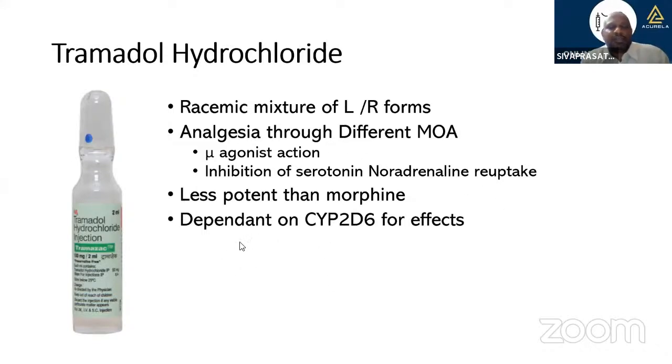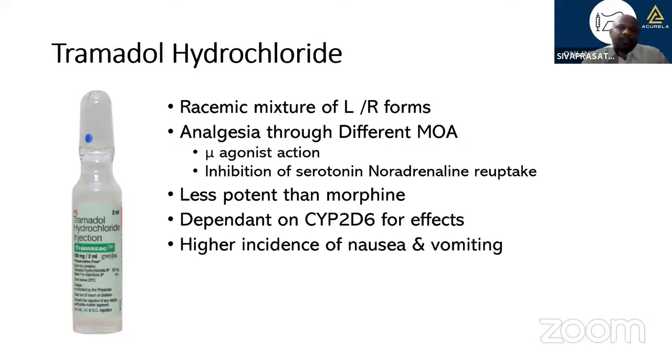The tramadol effect is dependent on CYP2D6 for its effects. That means tramadol is a pro-drug. Once you give it, the liver has to metabolize it into active metabolites, and only then can it become an active congener. The CYP2D6 has a variety of heterogeneity in different individuals. That is why in one patient tramadol may be very effective, where CYP2D6 is active, and in some patients it might not be effective and produce more side effects. And this drug has a high amount of nausea and vomiting.